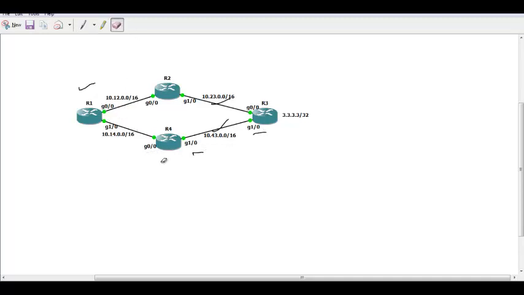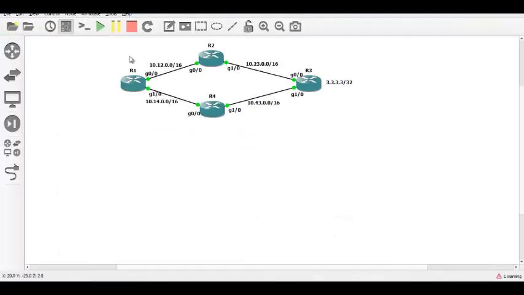So it's going to be equal cost path. But what I did is, I did some changes to the bandwidth so that it will become unequal. You understand? Unequal. At the same time, it has to satisfy the feasibility condition. That I have done.